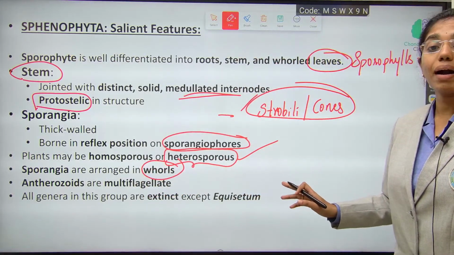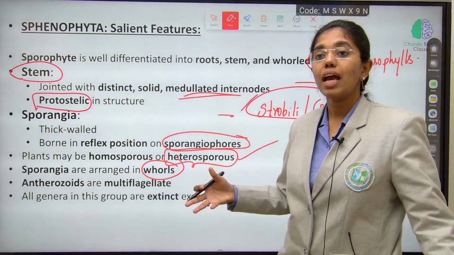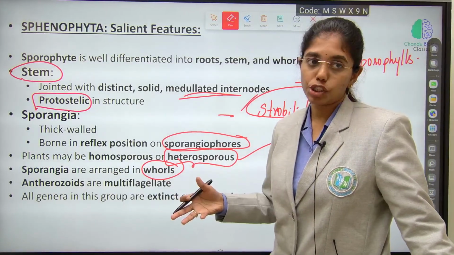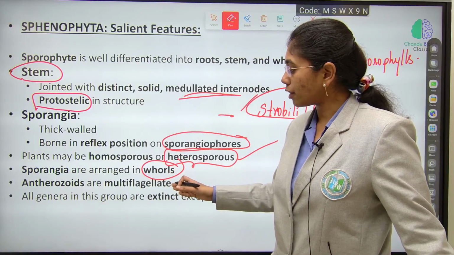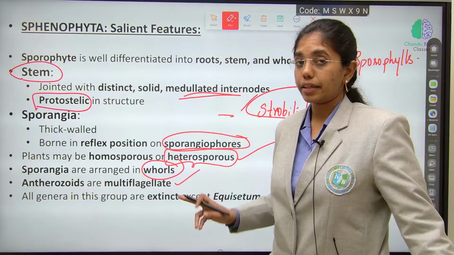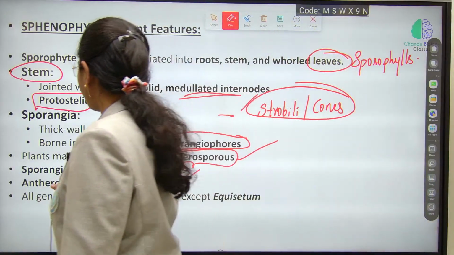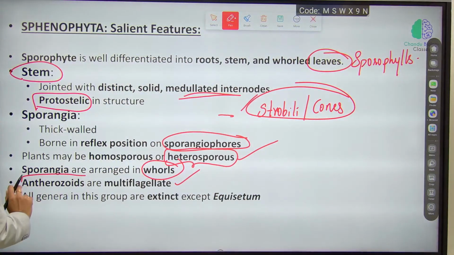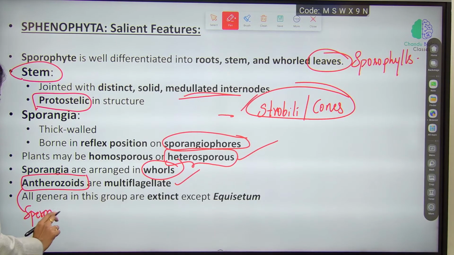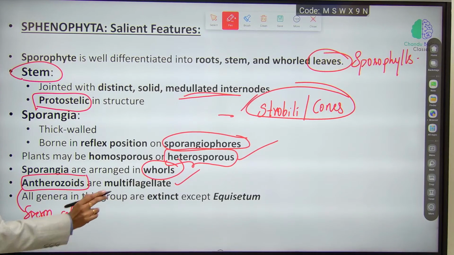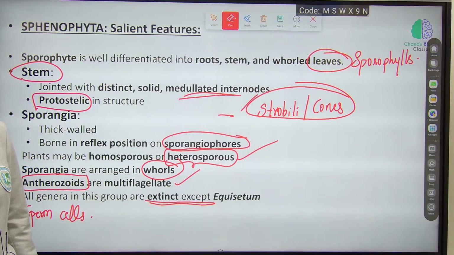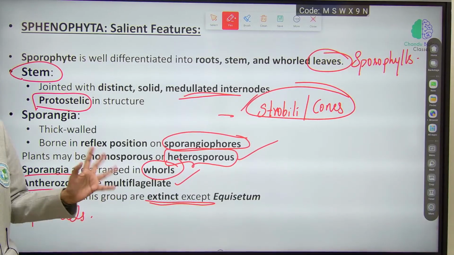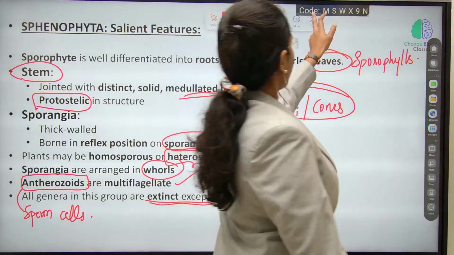Antherozoids are multiflagellate. Previously you have seen antherozoids which are biflagellate. Here you have one more. Antherozoids are also addressed as sperm cells. Next, all genera in this group are extinct except one.